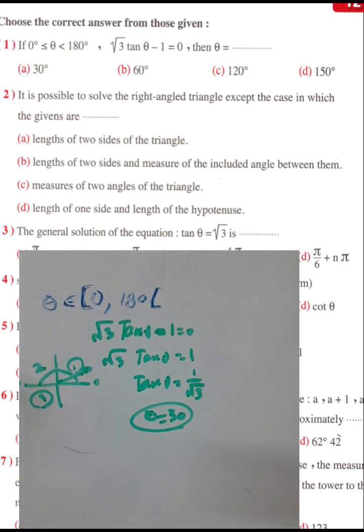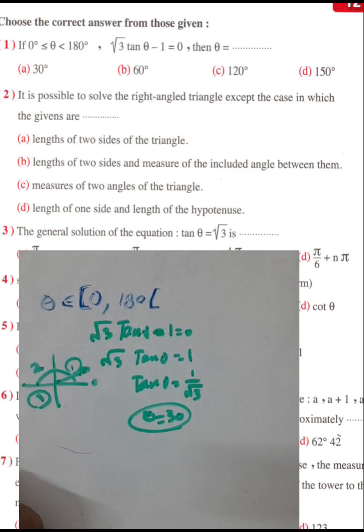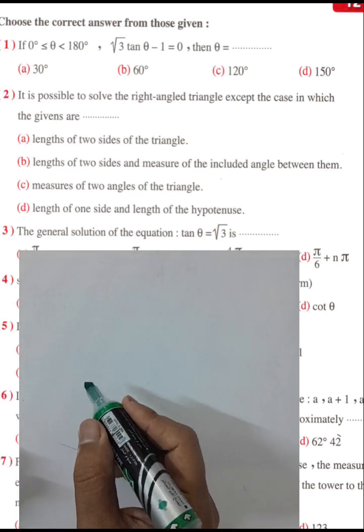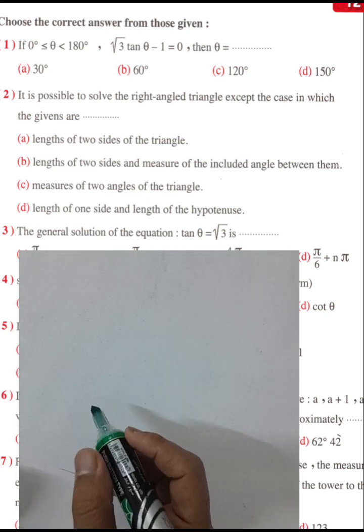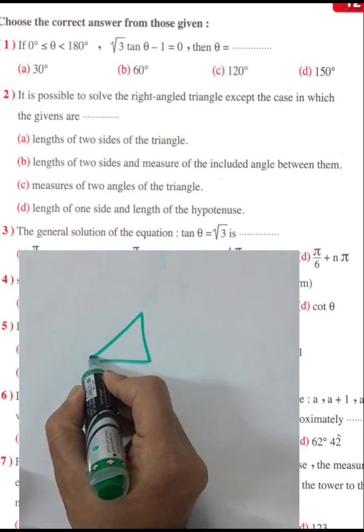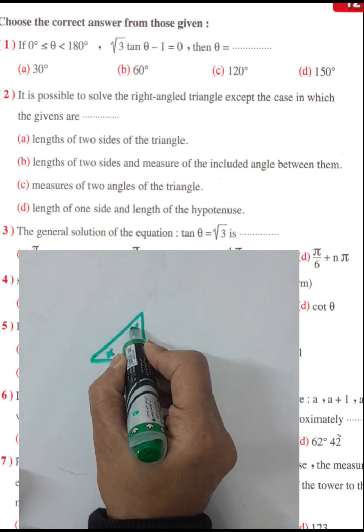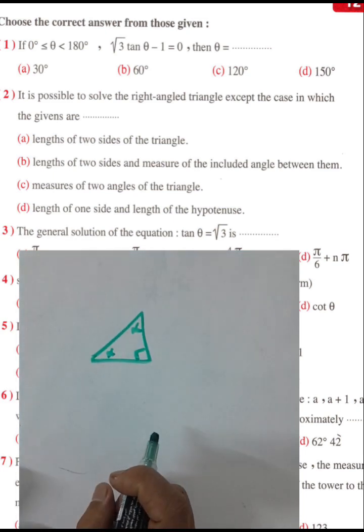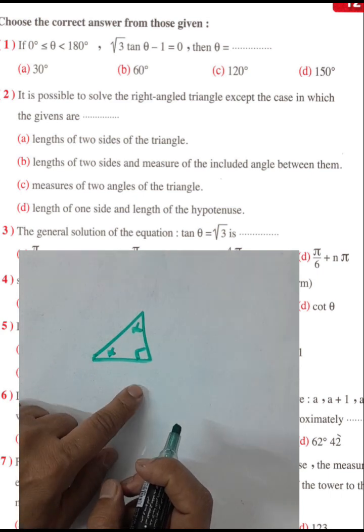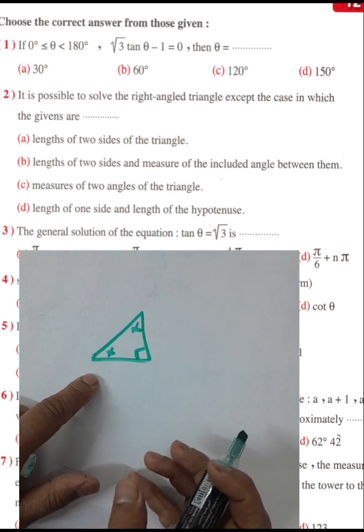It's possible to solve a right angle triangle except in one case, if we have the measures of two angles of the triangle. If it gives two angles, the measure of two angles in a triangle, it's impossible to find the result.